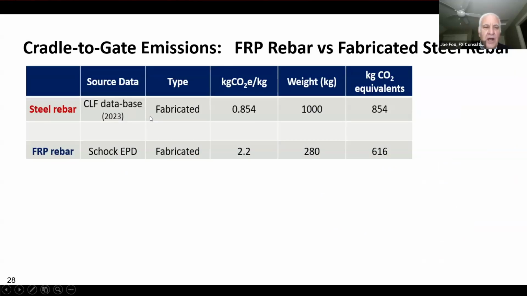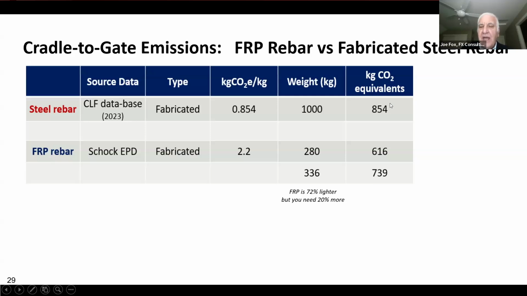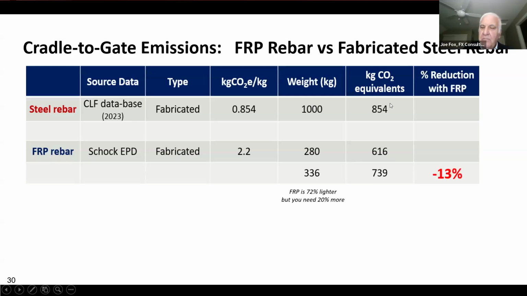So let's do the cradle to gate emissions. You've seen this before. I'm taking data from the CLF database that I just showed you. I'm taking data from the Shock EPD for FRP. I do the math. But before I do the math, I've got 616 and 854. Remember that FRP is 72% lighter, but per Steve Nolan, you need 26 more. So this 280 becomes 336. And now you're comparing the product of 739 versus 854. But it is still 13% lower with FRP than with steel.